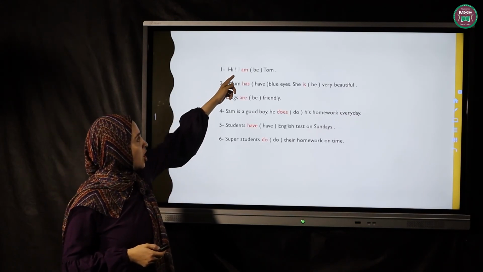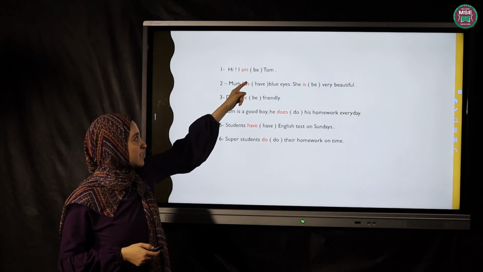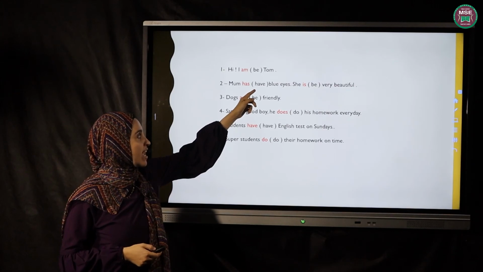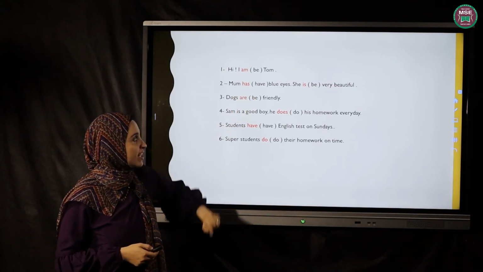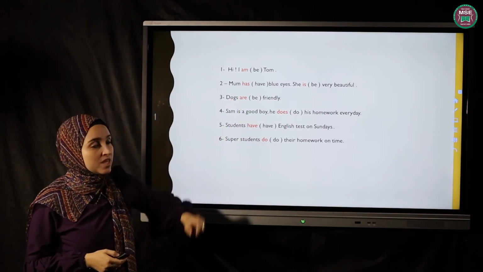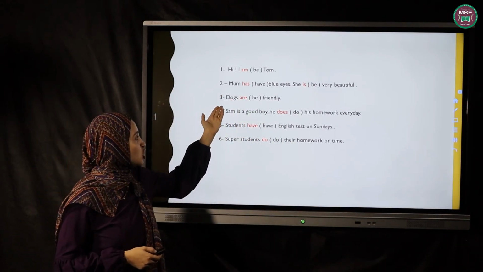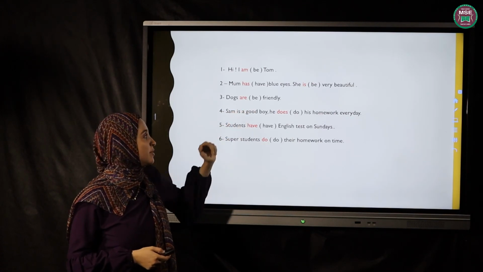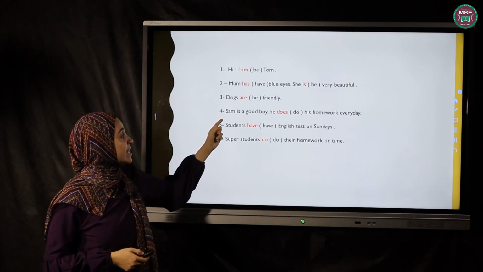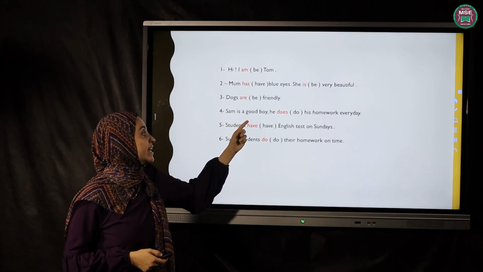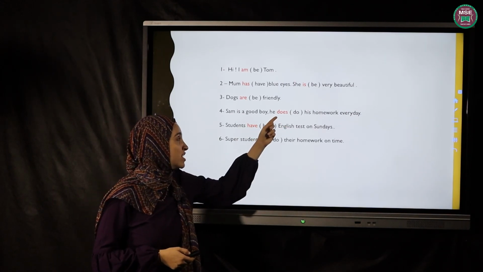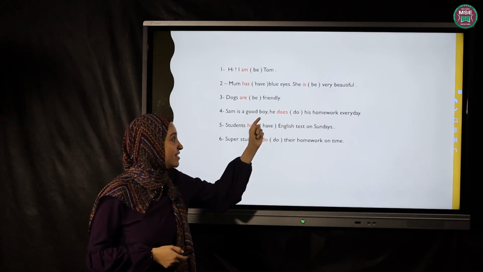Can you see here? I am, because I have between brackets be. Mom has, because I have verb have between brackets. She is very beautiful, because I have verb to be between brackets. Dogs are friendly, because he wants from me to correct verb to be. Number 4, Sam is a good boy. He does his homework every day. We used here does because I have he.